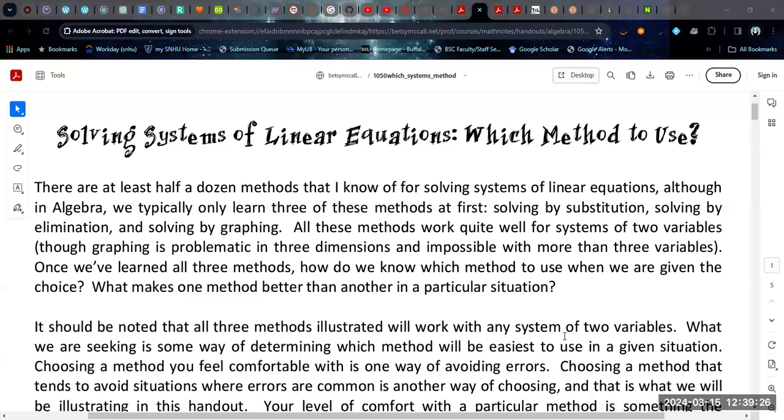All right, so in this video, we're going to be looking at how to choose which method of solving systems of linear inequations to use in a particular problem. Now, we learn several of these methods as we are learning to solve systems. We can solve by substitution, we can solve by elimination, and we can solve by graphing. And all of these methods generally work quite well, although they do take some practice to get used to each one of them and to feel comfortable with them.